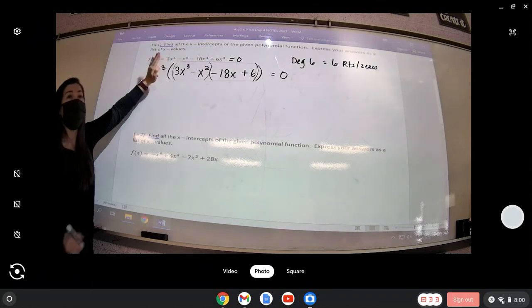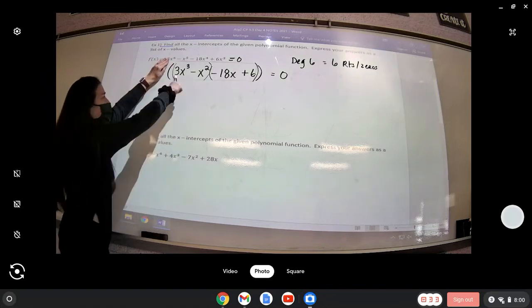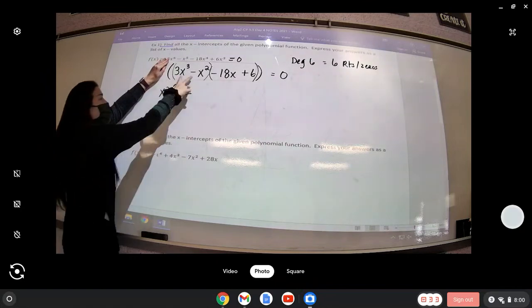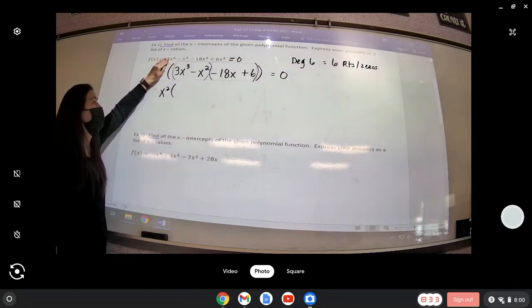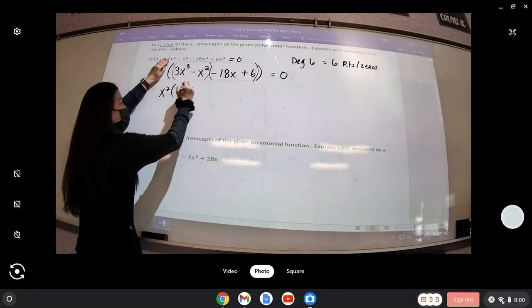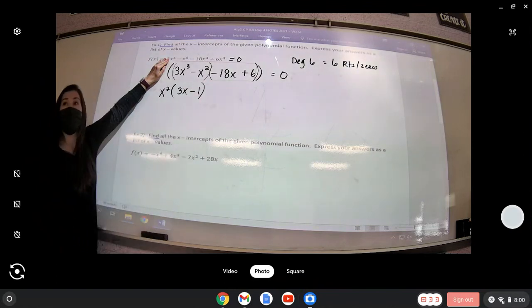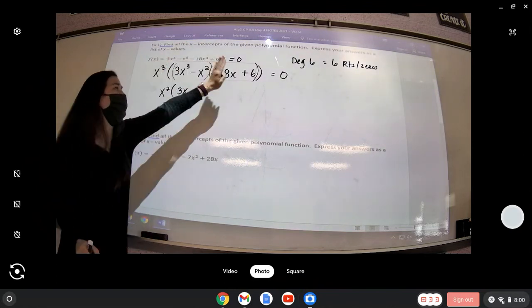You should have said x squared. So if you take an x squared out, show me what's left. What's left if you take an x squared out of these two pieces? You should have 3x minus 1, right? All right, now we go to the next group.